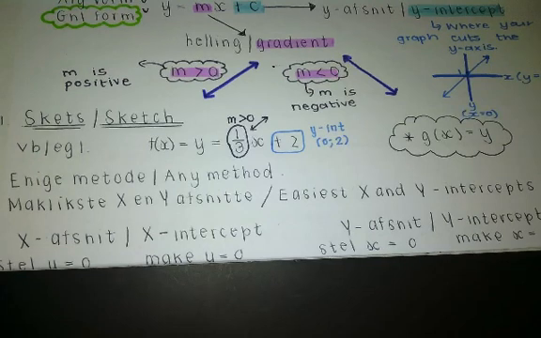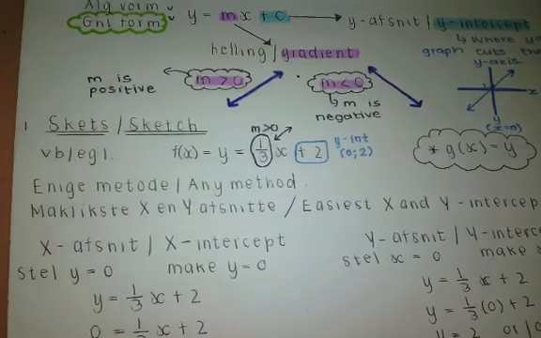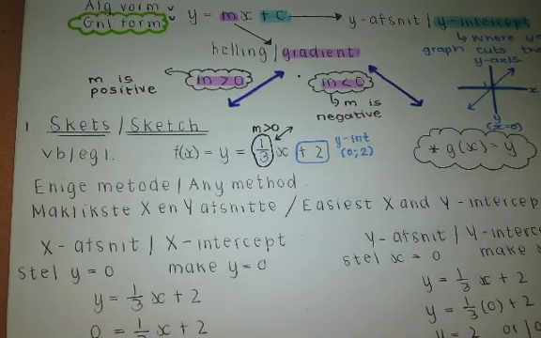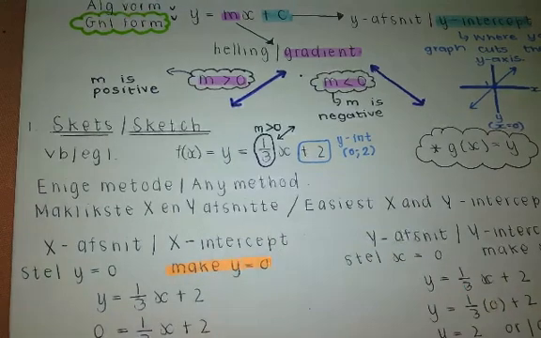What do we know about an x-intercept? An x-intercept is any point on the graph where y is equal to 0. Remember, an x-intercept is that point that lies on your x-axis. Okay, so an x-intercept is any place on your graph where y is equal to 0.